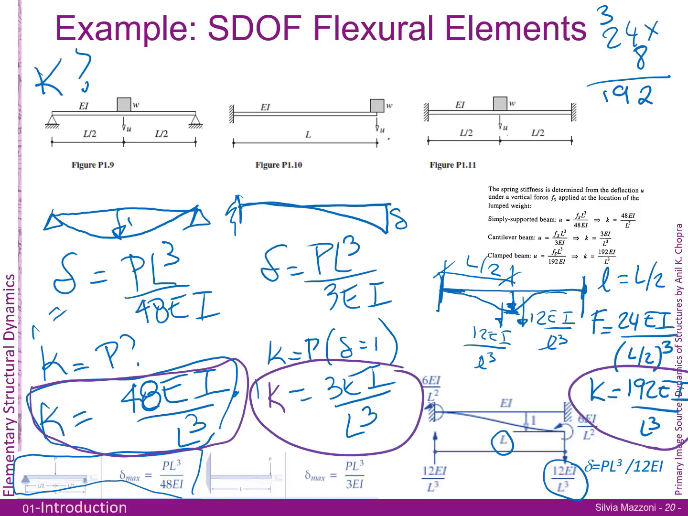This 192 EI over L cubed is something you could even find in the textbooks, but I thought it would be a good opportunity to show you how we can compute it if we don't have it from a table. Okay, so I hope that this was a helpful exercise in just trying to go through this and not making it seem like such a simple concept.